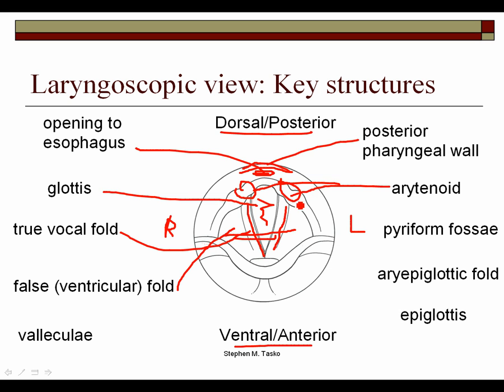Now we have a tissue that runs from the arytenoids all the way over to this structure here. This structure is the epiglottis. And this structure here that runs from the arytenoid to the epiglottis is referred to as the aryepiglottic fold. So ary for arytenoid, epiglottis.